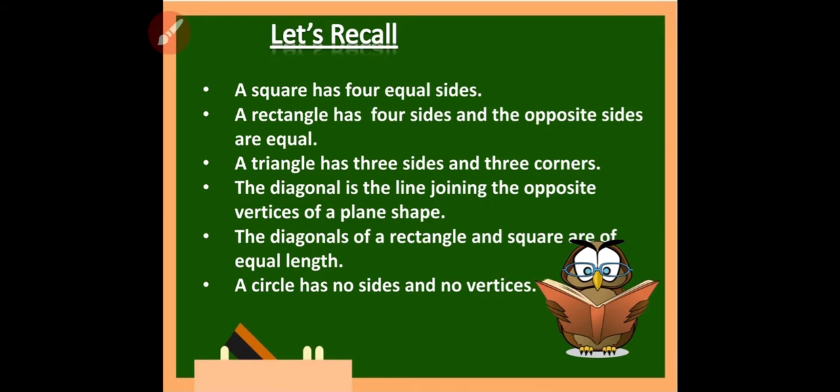The diagonal is the line joining the opposite vertices of a plane shape. So what is a diagonal? The diagonal is the line joining the opposite vertices or corners of a plane shape. The diagonals of a rectangle and square are of equal length. Okay. Then a circle has no sides and no vertices. The circle does not have any side, nor does it have any corner.